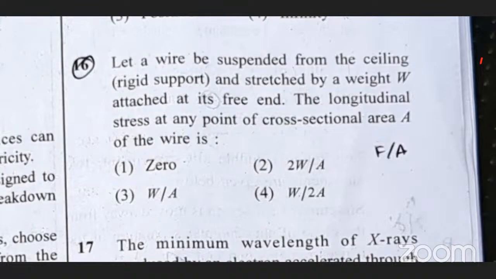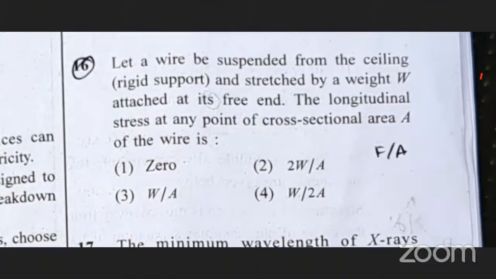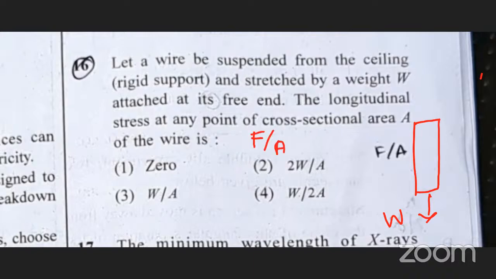So the next question: a wire is suspended from the ceiling support, stretched by a weight of W attached to its end. The longitudinal stress at any point of area of cross section A we need to find. So we know the formula, longitudinal stress is equal to force by area, so F by A. Here weight is the force acting on it, so just W by A. The answer for the question is W by A, option number 3.